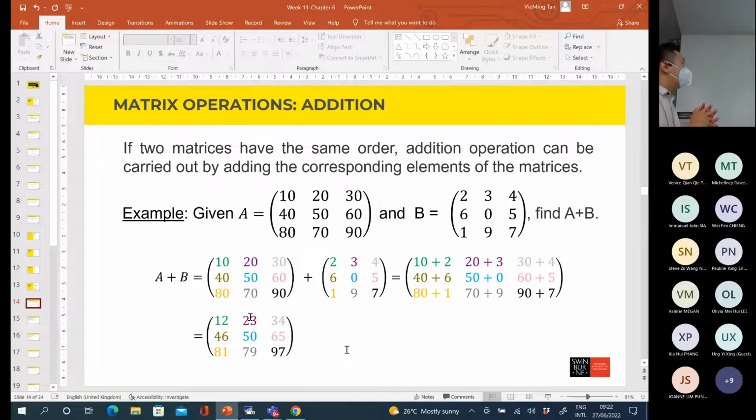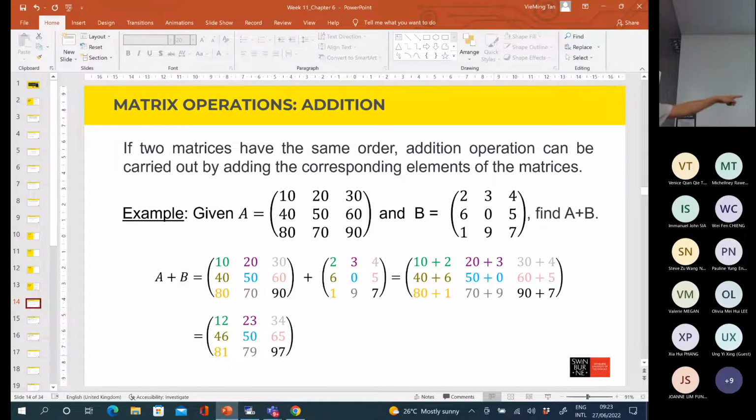We need to sum up the A11, then followed by A12, A13. In this case, we need to sum up this A11 with this B11 because these two numbers share the same row and the same column location. So this 10 and this 2 can be summed up together, because these two elements have the same location of row and column. So these two are combined, becoming 12. Continue the same until the last column and last row. This is 90 plus 7, I get 97.